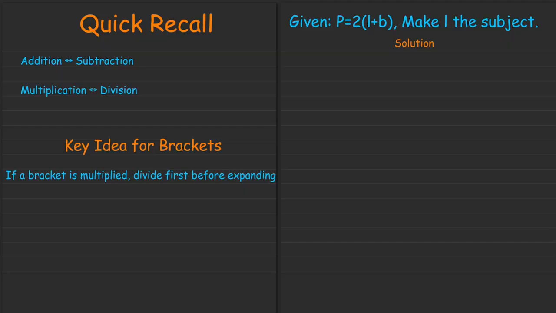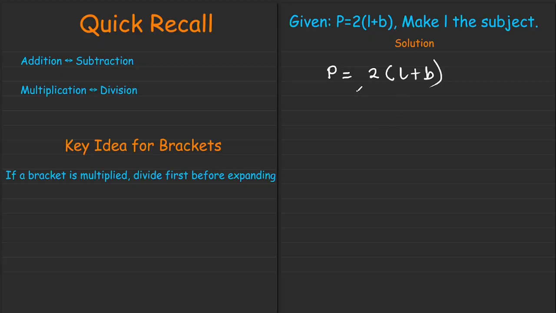For our very first example, it says given P equals 2 into bracket L plus B, we have to make L the subject. How do we go about it? P equals 2 into bracket L plus B. Now, in as much as some might suggest that you multiply through so that you open the bracket, that is not a smart way to go about it. The first thing you should do is to divide. As I said, you don't expand the bracket if it is not necessary.